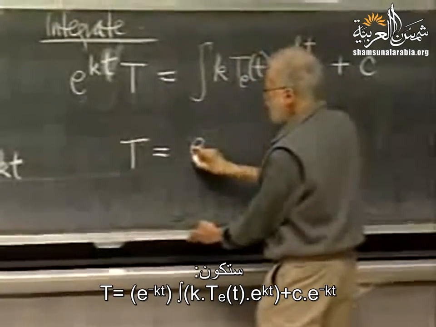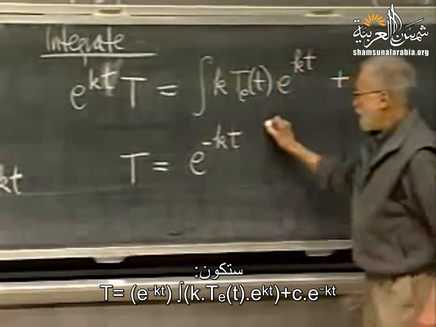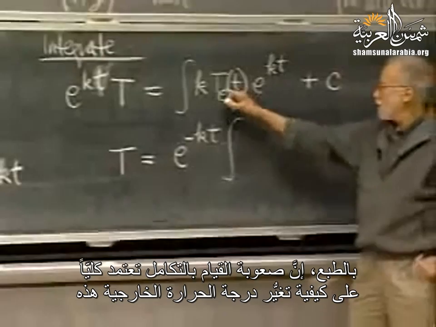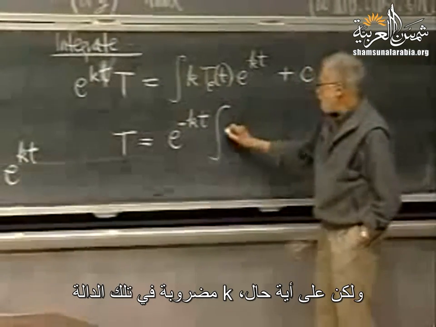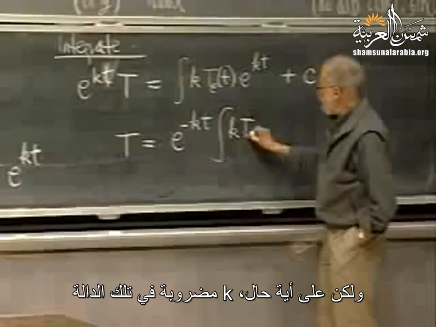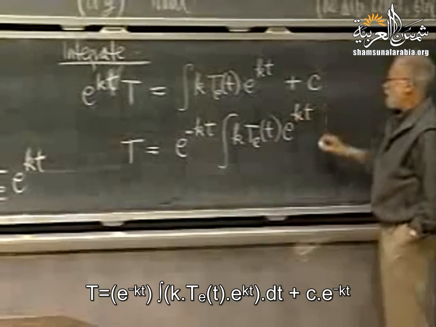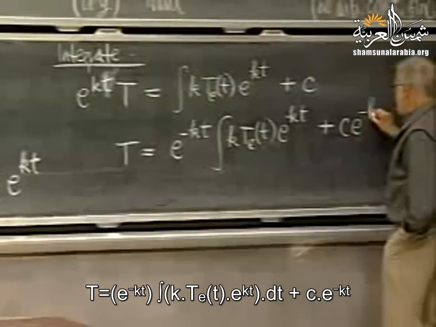It will be e to the negative KT, that's on the outside. Then you will integrate. Of course, the difficulty of doing this integral depends entirely upon how this external temperature varies. But anyway, it's going to be K times that function which I haven't specified, times e to the KT, plus C times e to the negative KT.